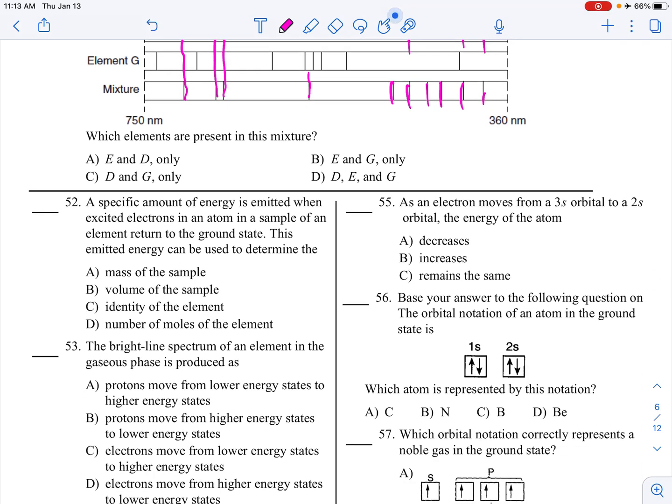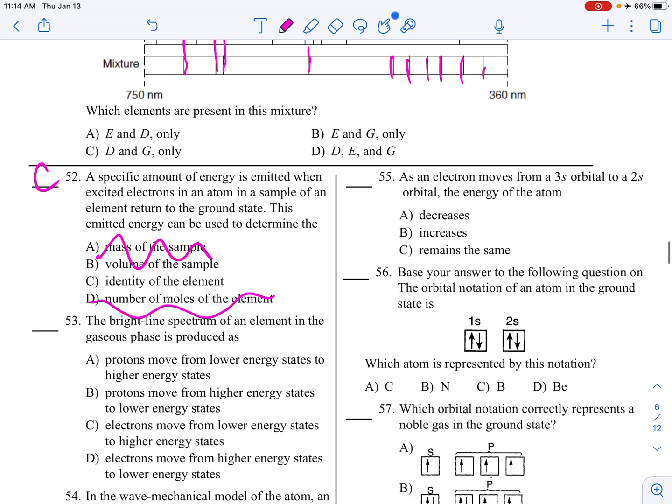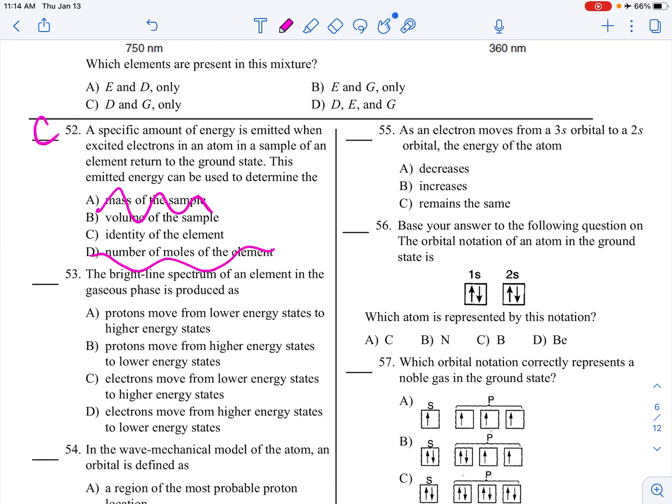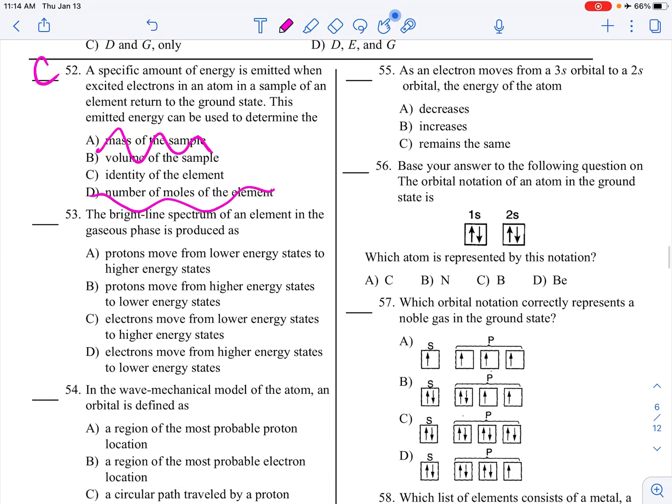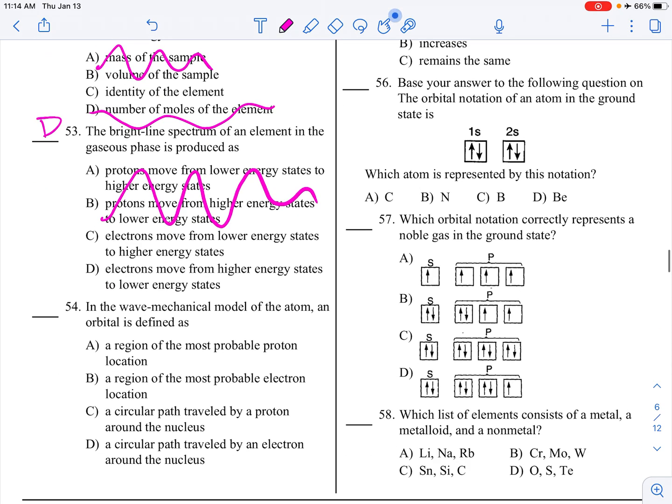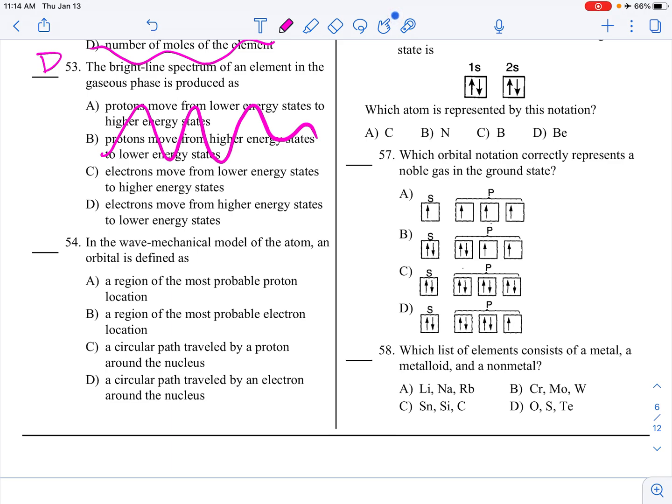A specific amount of energy is emitted when excited electrons return to the ground state. So you can't find out any of this, but you can find out the identity. The bright line spectrum of an element is an identity. Bright line spectrum is produced as electrons are moving from high states to lower states. They have to go to the high states by gaining energy, by heating, and then you come back down, you give it off.